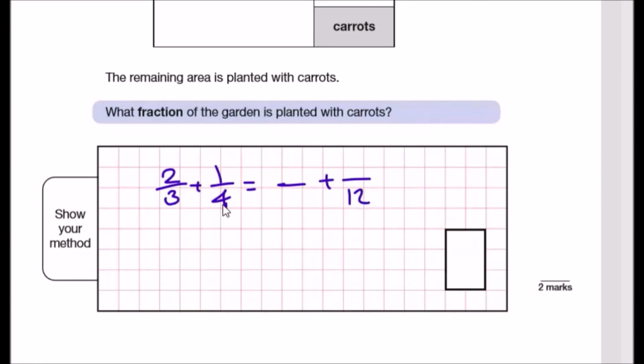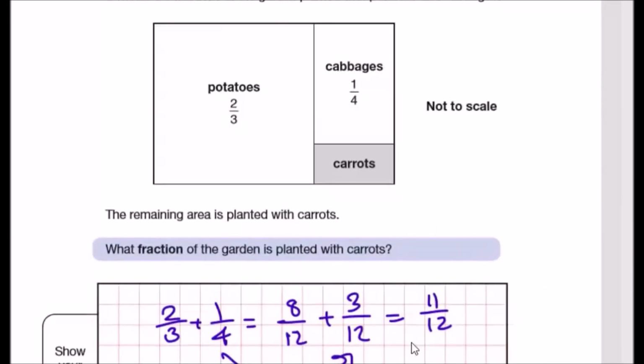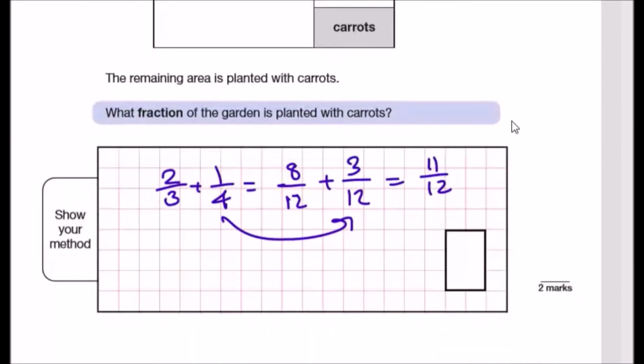To get the first fraction over 12, we multiply up and down by 4. So 2 times 4 is 8, because 2/3 is the same as 8/12. To get the 4 to 12, we multiply the second fraction by 3, so 1/4 up and down times 3 is 3/12. And that's it. 8/12 plus 3/12 gives us 11/12. That is the value of everything but the carrots. So 11/12 make up potatoes and cabbages, then carrots must be the remainder, which is 1/12. Not bad. So next one.